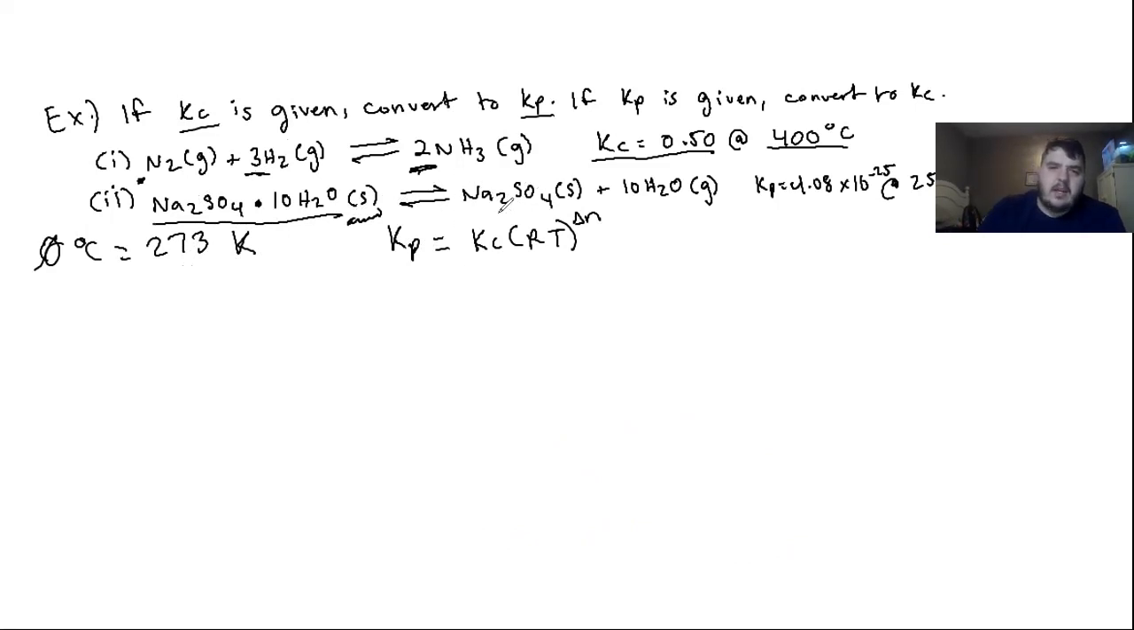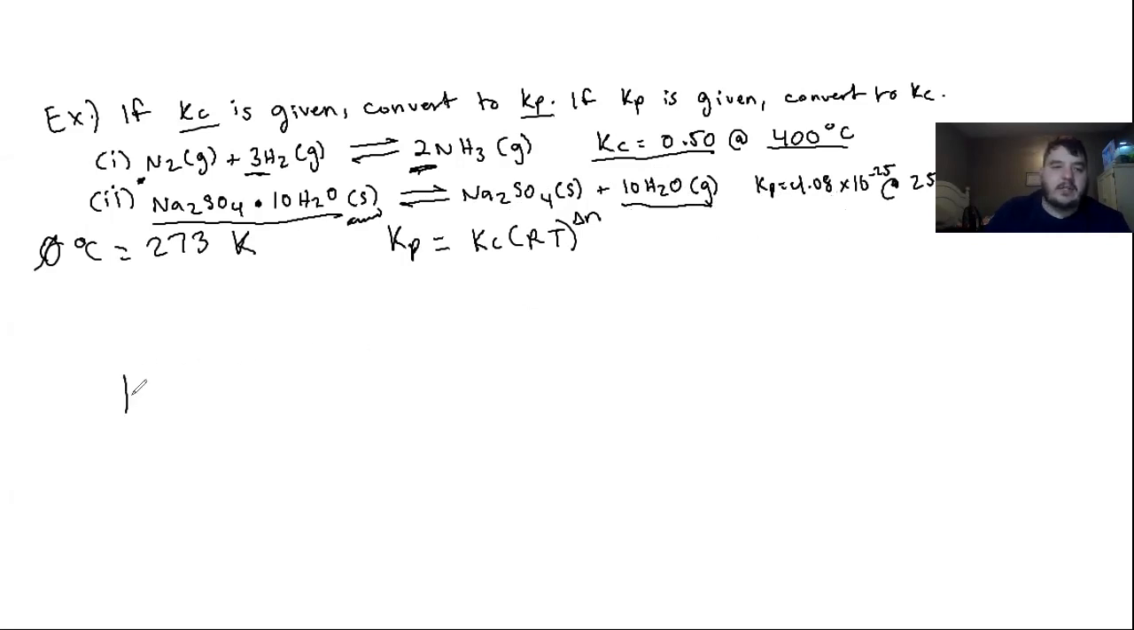Likewise, on our product side, I've got the Na2SO4 again, and this time it's a solid. So again, I'm going to ignore this whole thing because it's a solid. All I care about are gases. So notice I've got H2O in terms of gas, and I've got 10 of those. I don't have any other reactants or products in gas form other than the H2O. And in this case, I've been given the equilibrium constant in terms of pressure, which is 4.08 times 10 to the -25, and it's at 25 degrees Celsius.